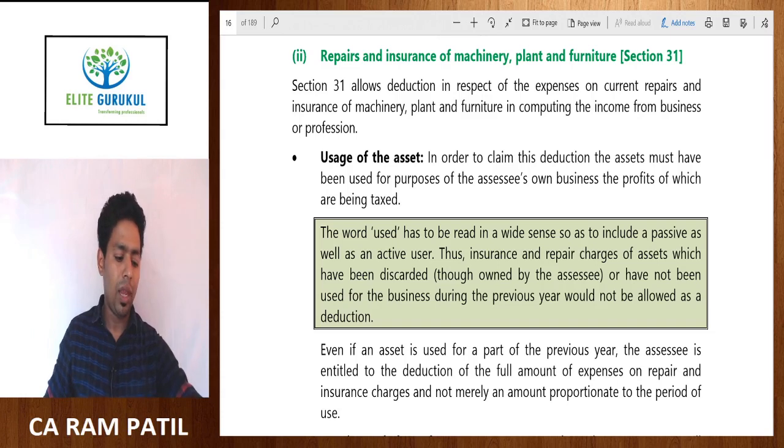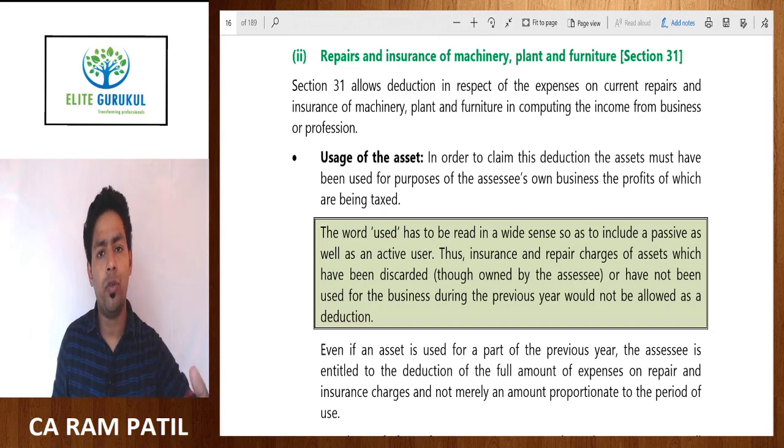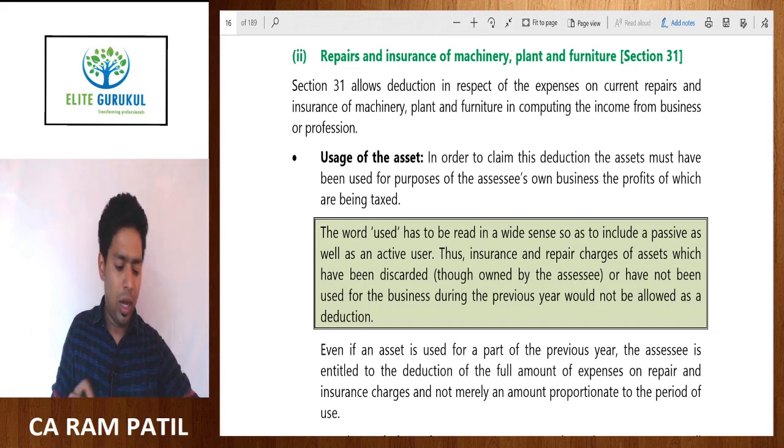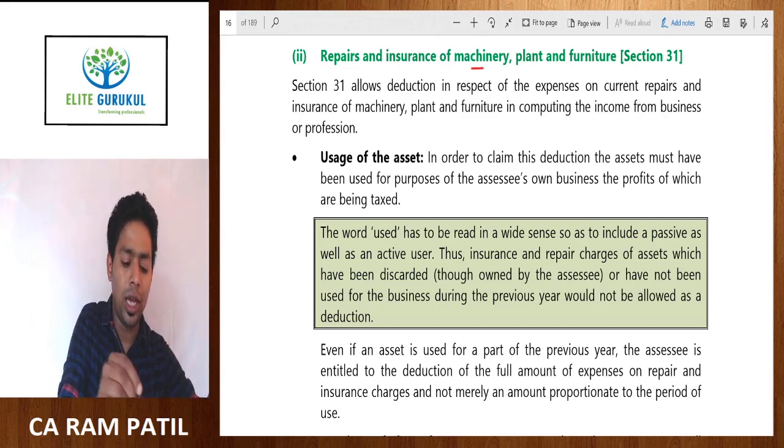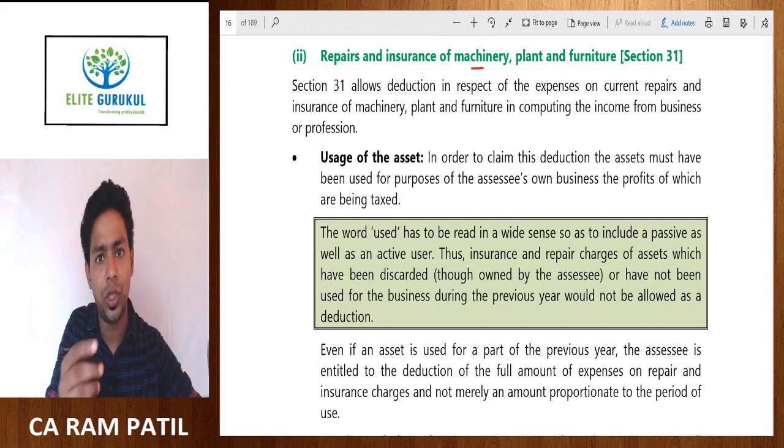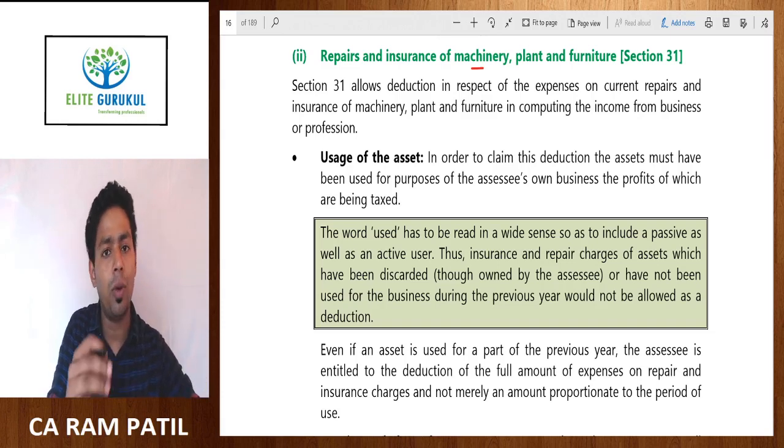Namaskaram. Next section again under allowable expenses is section 31, which is almost similar on the footing of section 30. This section talks about repair and insurance of machinery, plant and furniture. So this is about three assets. Building we have already discussed under section 30. In 31 we are talking about three more assets: machinery, plant and furniture.